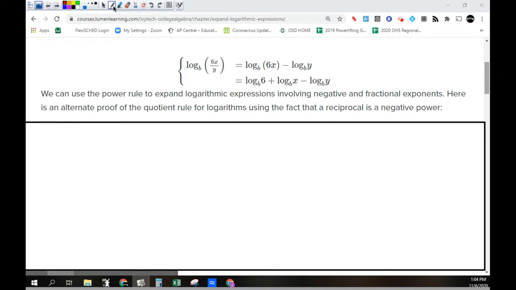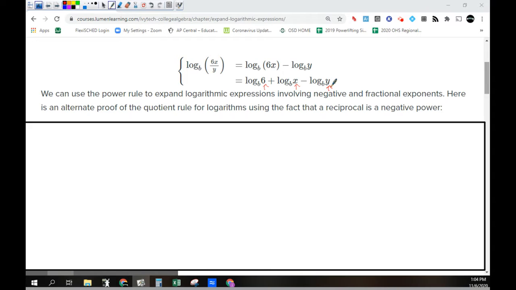Then after that, we're going to take the 6x. Now this is something a lot of students forget, that 6x really means 6 times x. So that can be split up into two different logarithms. So log base b of 6 plus log base b of x minus log base b of y. If you notice, inside the argument there's no multiplication, there's no division, and there's no exponents. So we want to make sure we keep working until we get to that point.